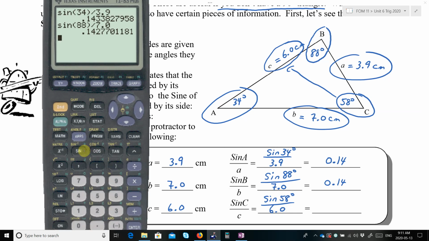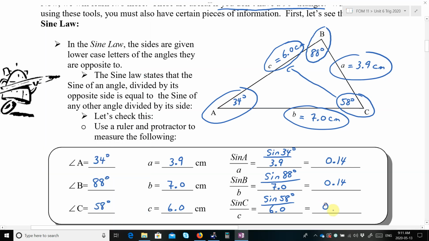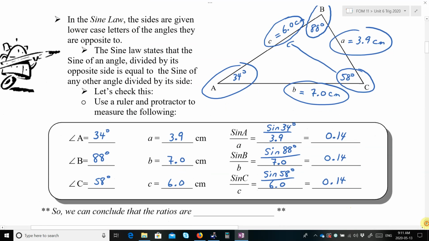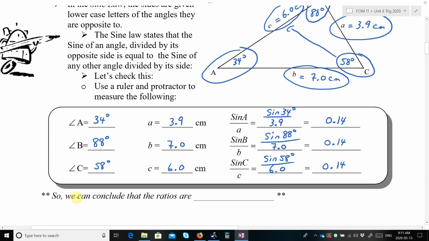And so if I go sine of 58 degrees divided by 6, again to 2 decimal places, we get 0.14, okay? And so the point of this exercise is to try to convince you that these ratios are equal. So we can conclude that the ratios are equal. You can see that it holds fairly true for trying an example using protractor and ruler measurements.